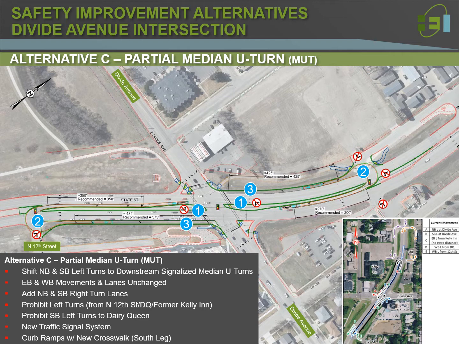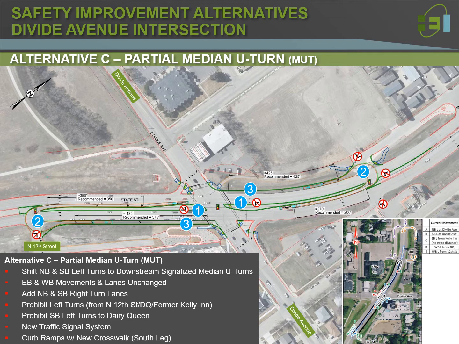Prohibit left turns from side street approaches adjacent to the median U-turn locations, including North 12th Street, Dairy Queen, and former Kelly Inn approach. Prohibit southbound left turns to the Dairy Queen and the replacement of the traffic signal system, as well as curb ramp upgrades. Like alternative B, a new State Street crosswalk would be installed on the south side of the intersection.